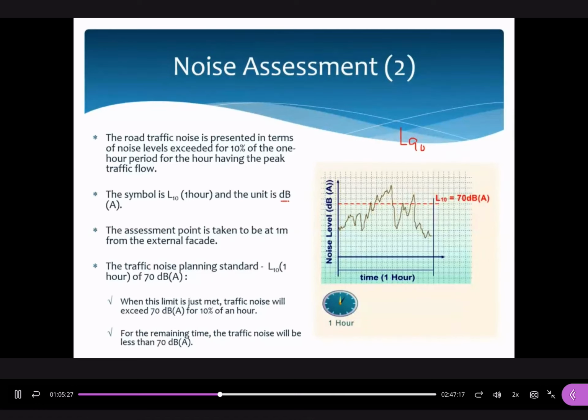Remember, when we do any analysis for this environmental assessment, the unit is dBA, and the assessment point is taken to be 1 meter away from the building facade. And for traffic noise, the standard is 70 dBA. What does it mean? It means that when the limit is just met, traffic noise will exceed 70 dBA for 10% of an hour. If you consider 1 hour, it means that for at least 6 minutes, the level is above 70 dBA. For the remaining time, the traffic noise will be less than 70 dBA. This is the definition of L10.